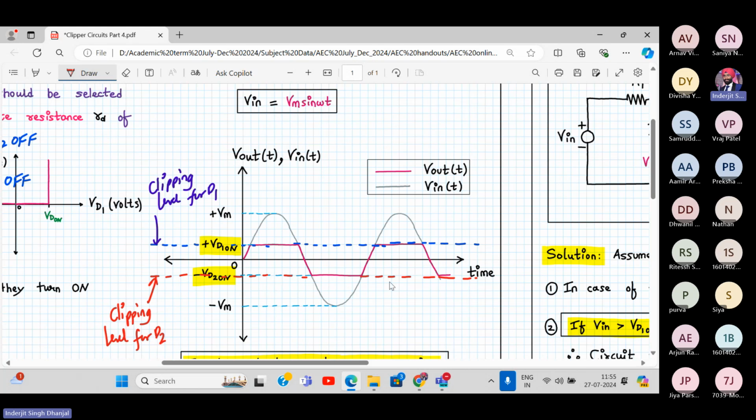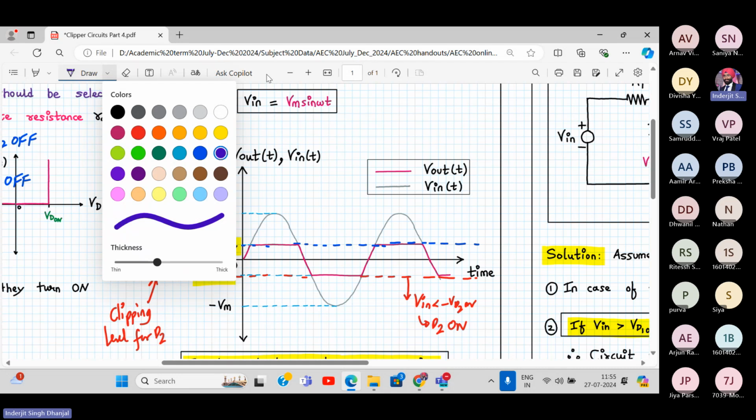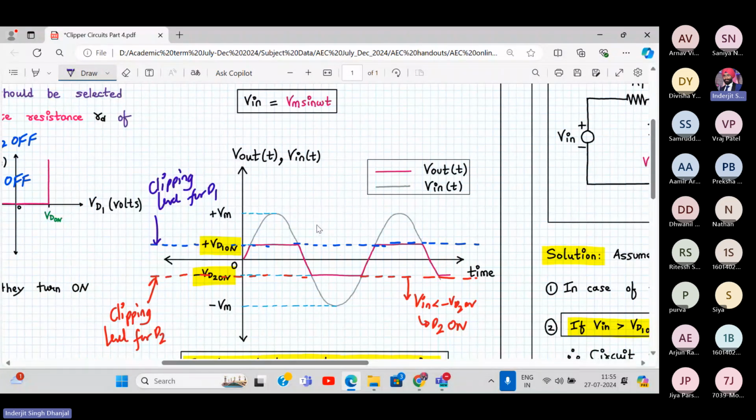Now, if Vin is less than minus VD2 on, my diode D2 turns on or off? On. And whenever my input is greater than VD1 on, my diode D1 turns on. For less than it, it is off. So when is my diode off? Diode D1 is off over here, right? And D2 is off over here, right? So this is where diode D2 is off, and here diode D1 is off.